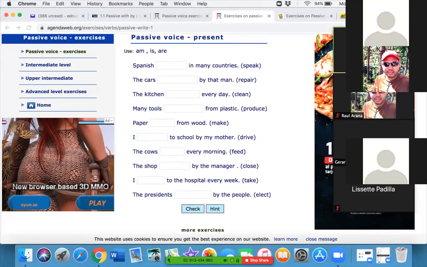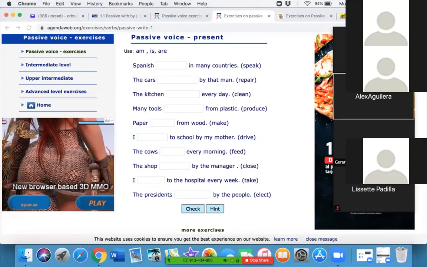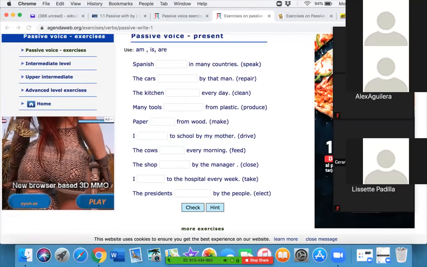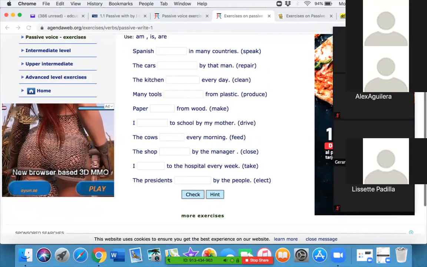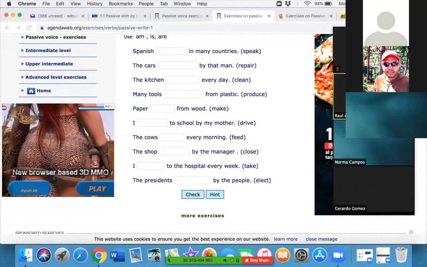Number four. Many tools are produced from plastic. Okay, very good. That's correct. Many tools are, because the tools are plural. Remember, whenever we have plural, it's are. Very good. Produced, ED. Next one, number five. Paper is made from wood. Very good. It's irregular, so it's not maked, it's made. Paper, singular. Next one.